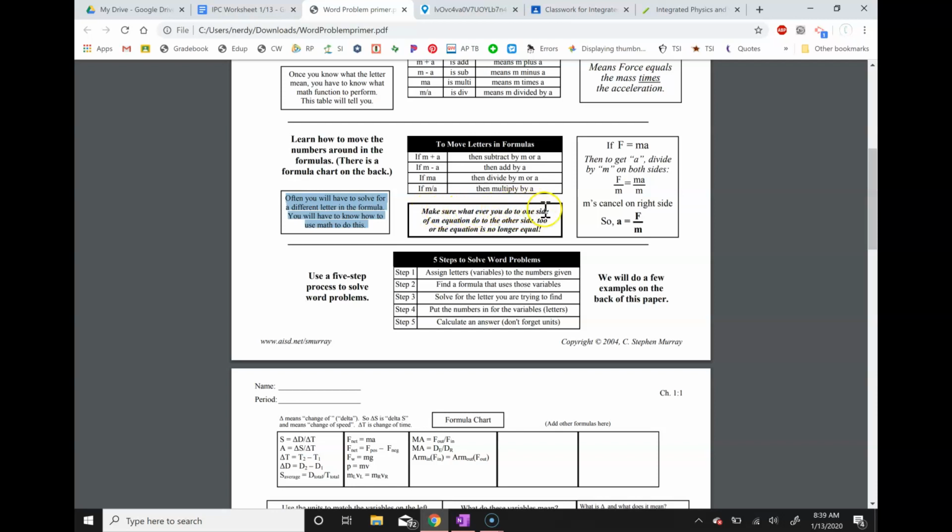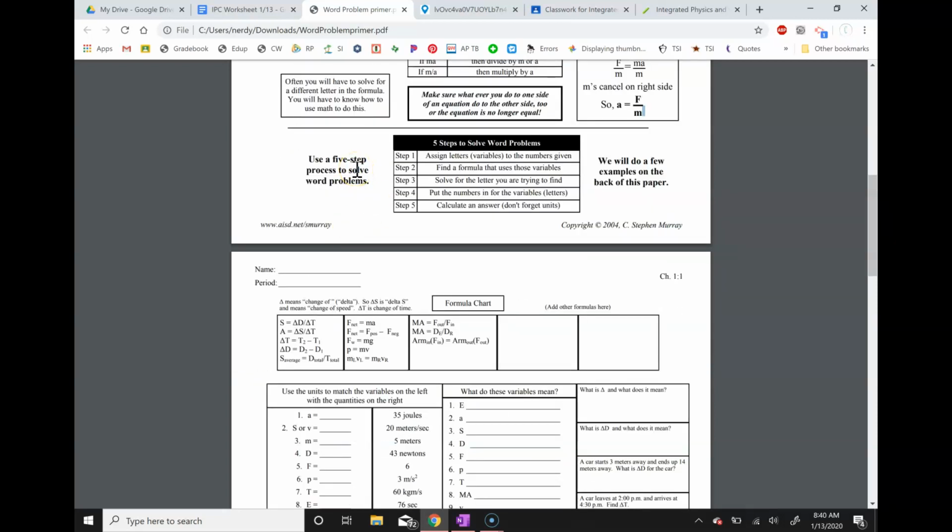Make sure that whatever you do to one side of an equation, you do to the other side too, or the equation is no longer equal. So do not forget that you have to do it to both sides in order for it to work. So if F equals MA, then to get A, we divide by M on both sides. So for here, F equals MA, we're going to divide both sides by M. And the m's cancel out on the right side, so A equals force over mass. Okay? So that's how we got the A over to the other side.